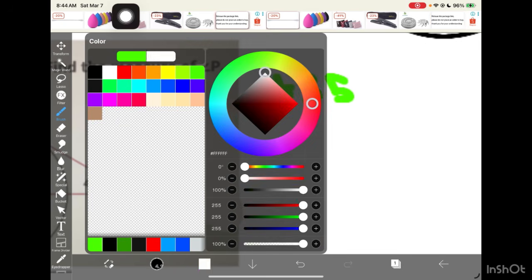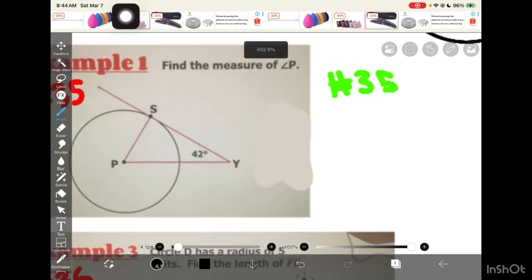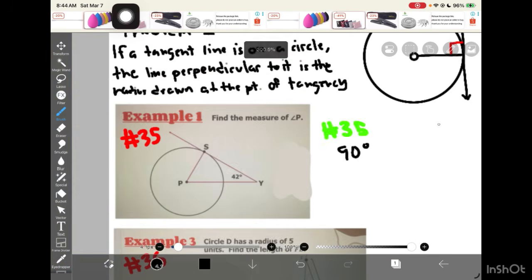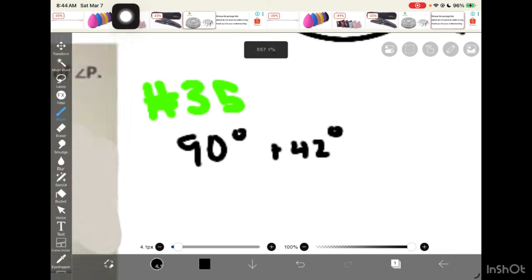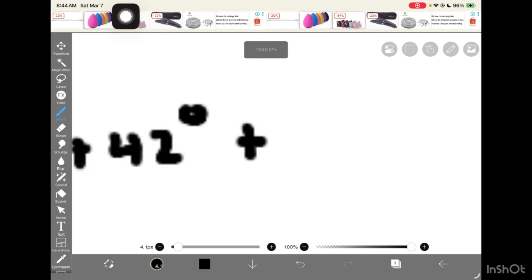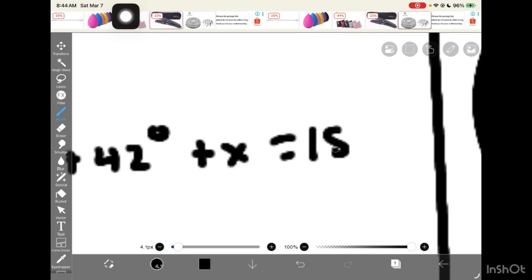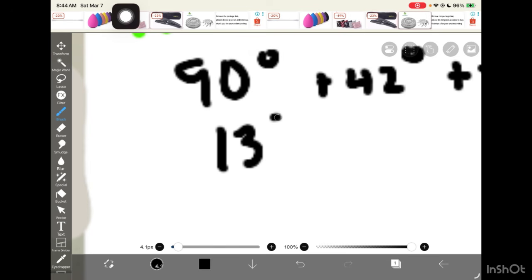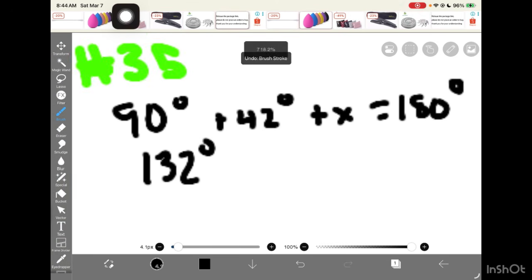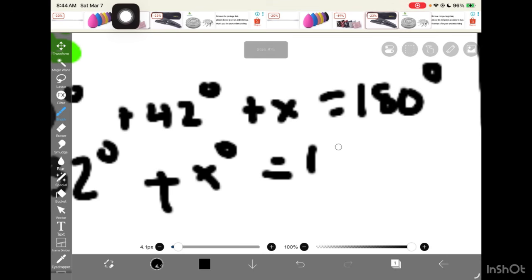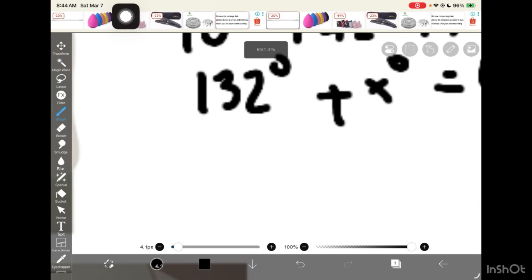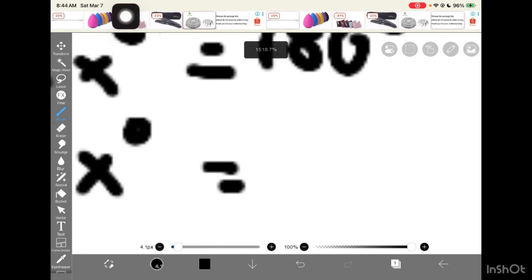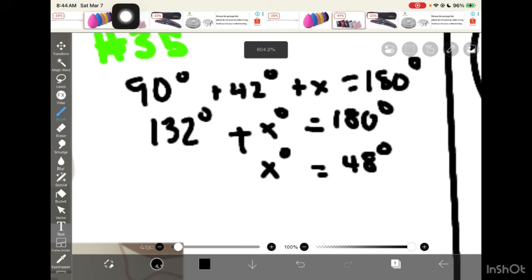So we know that PSY is 90 degrees, so we can do 90 degrees. And we're also given 42 degrees. Let's call that missing angle X. And that's equal to 180 degrees because a triangle's angles add up to 180 degrees. So we can say 132 degrees plus x degrees is equal to 180 degrees. So by transposition, we can say x is equal to 48 degrees. And that's the answer.